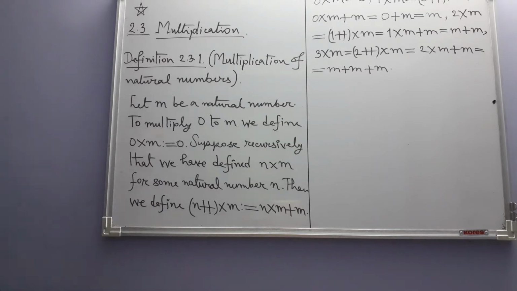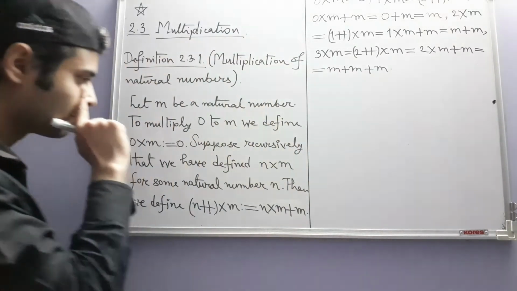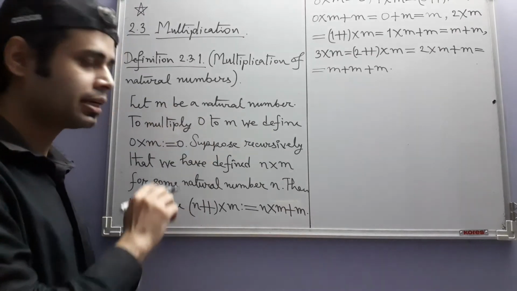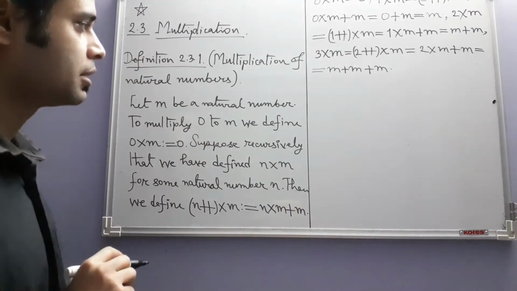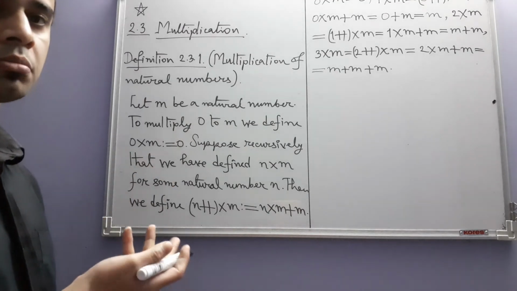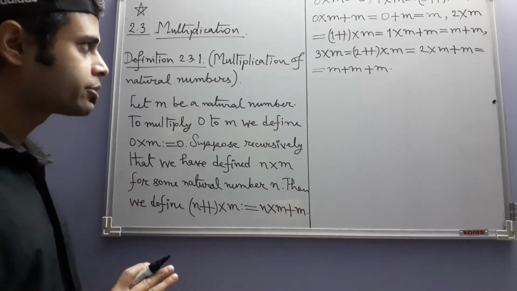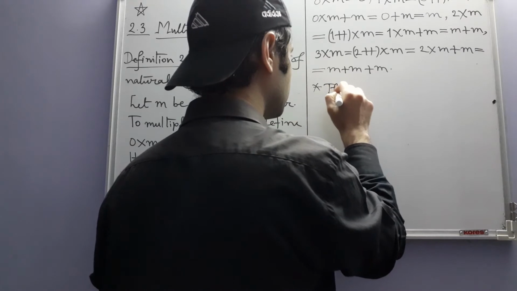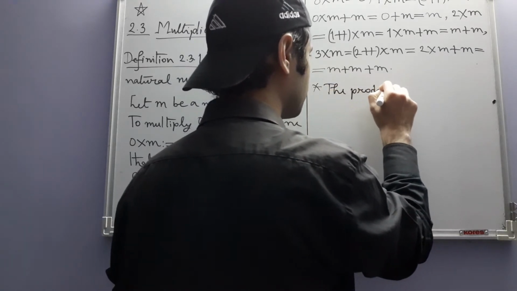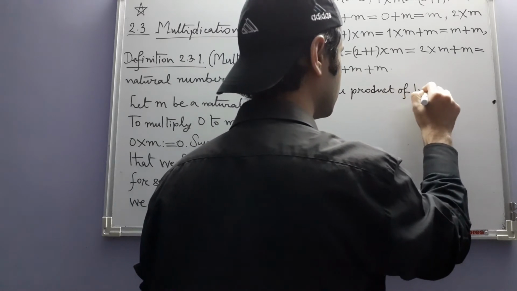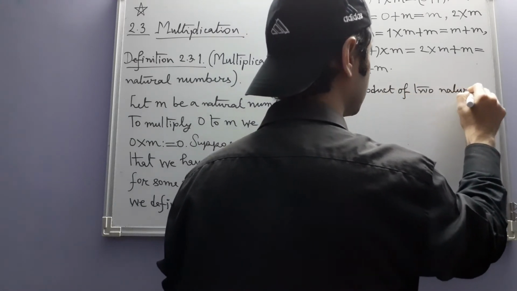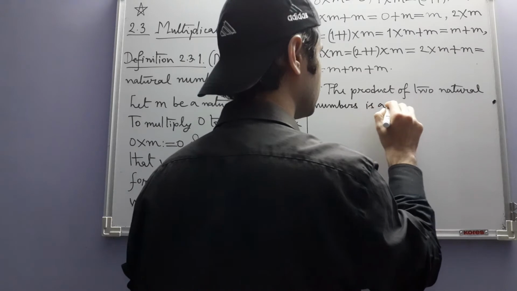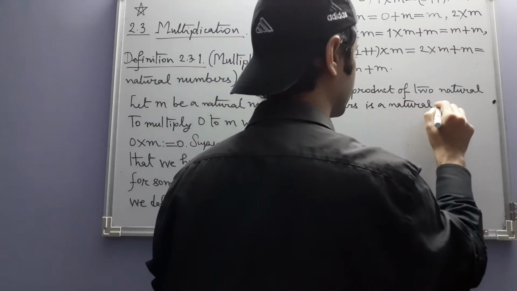Now we can look at one more thing. We addressed this question after we defined addition in the previous section, that the sum of 2 natural numbers is a natural number. We proved that. Now here also we can prove that the product of 2 natural numbers is a natural number.